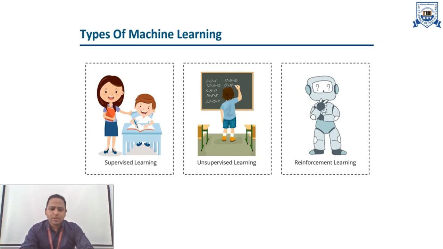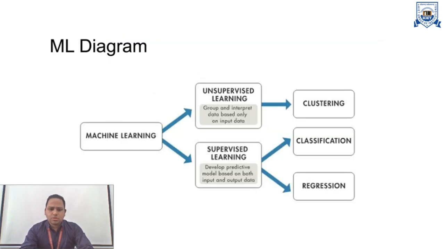So supervised learning means developing a predictive model based on both input and output. Examples of supervised learning are regression, linear regression, logistic regression, decision trees, random forest, KNN, naive Bayes classifier, and support vector machine. These are the supervised learning algorithms.